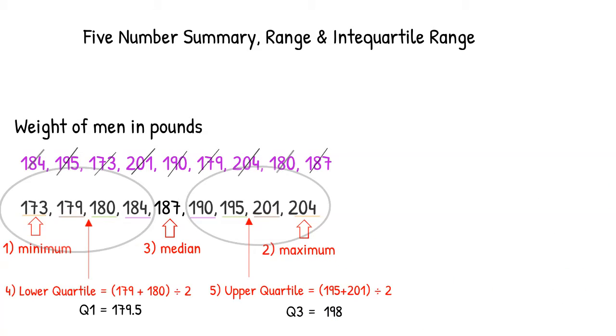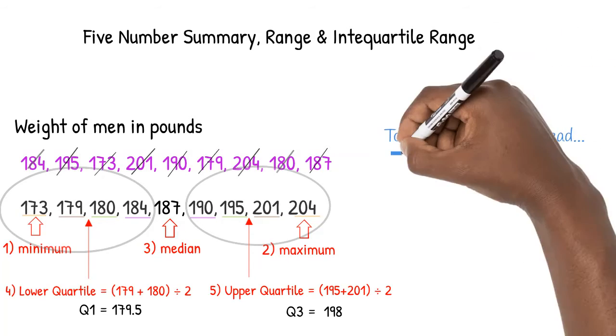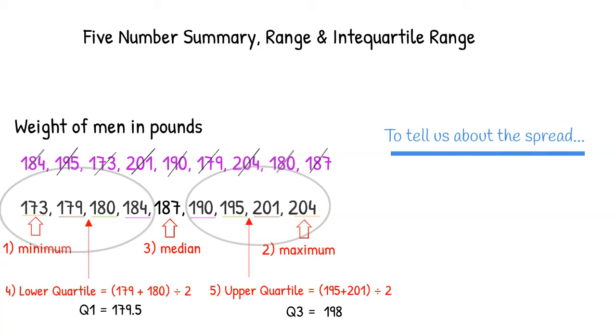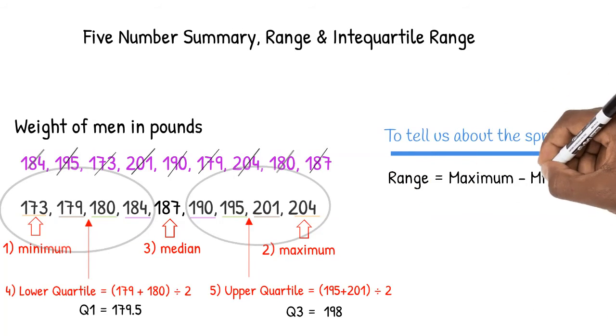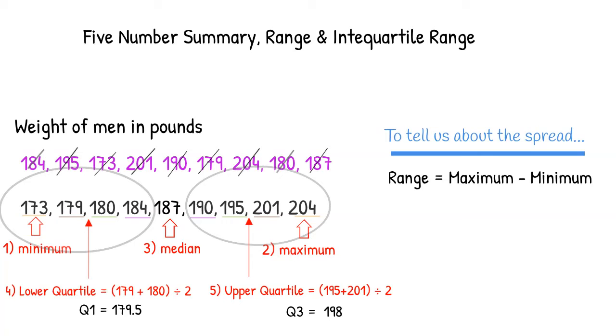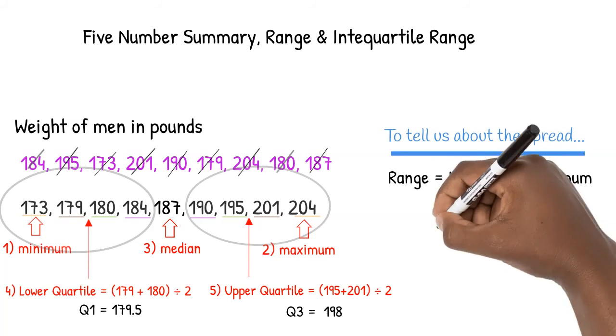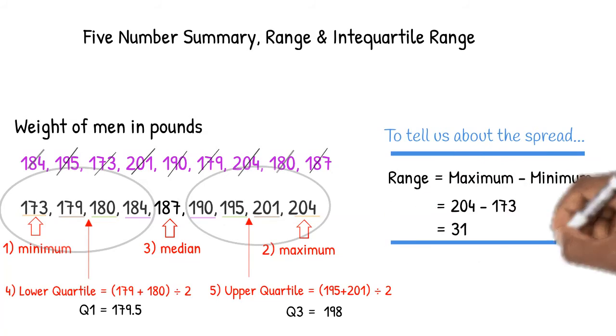While these numbers tell us a lot about where our data lies, we need two more values which will tell us how much our numbers are spread out. The range is found by subtracting the minimum from the maximum. 204 minus 173. Our range is 31.